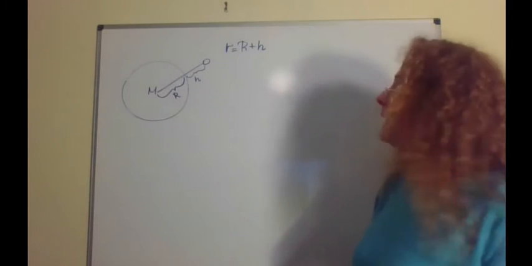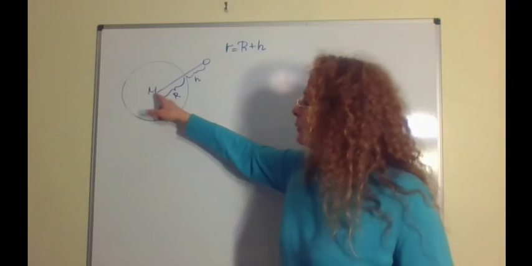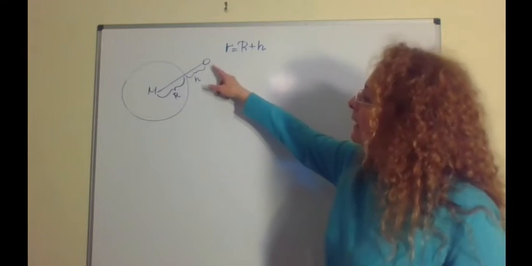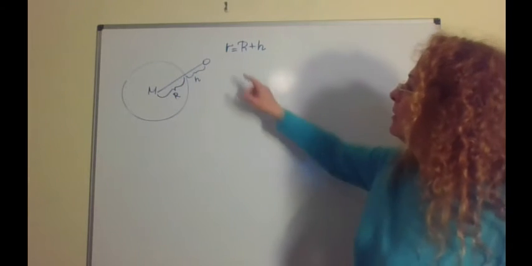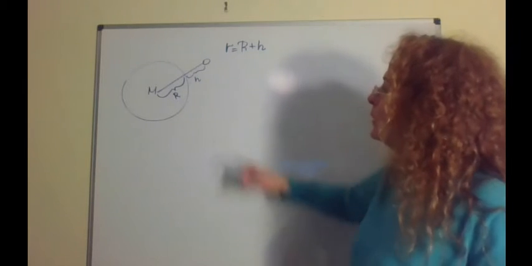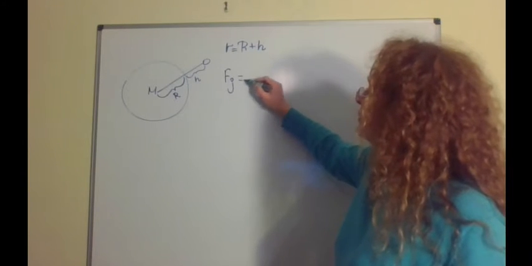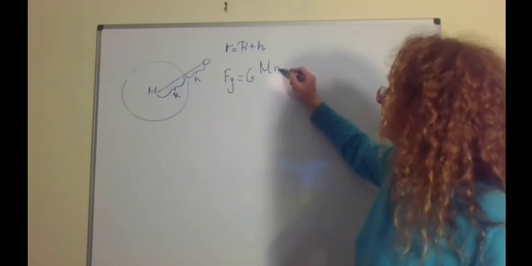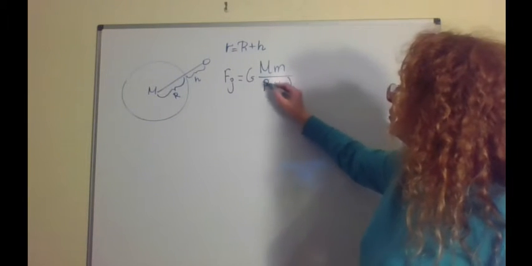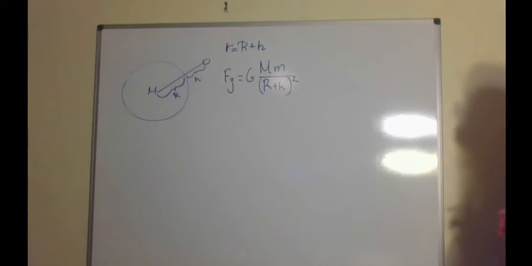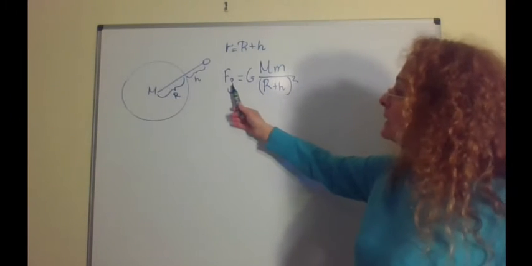Okay, so we have a satellite at an altitude h, meaning that the total distance between the center of the planet and the satellite is the radius plus the altitude, r plus h. What is the force at that height? So the force due to gravity equals G, the mass of the planet, the mass of the satellite over the distance squared. As the height increases, the force of gravity becomes less.